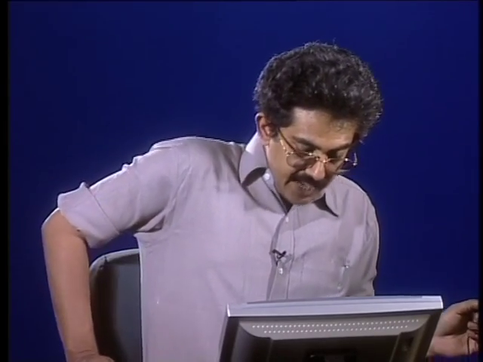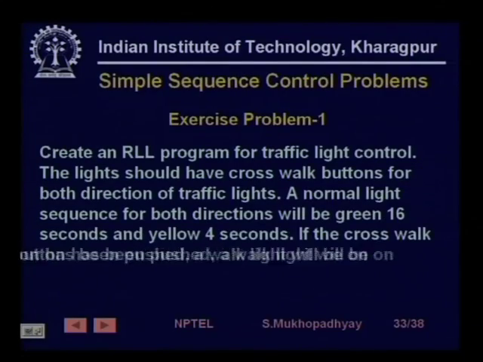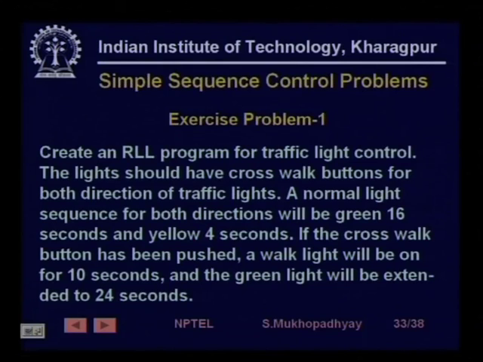So, now before ending, I think it is nice to look at some problems. For your examples you can try to create, let us look at exercise problem number 1. Problem number 1 says: create an RLL program for traffic light control.